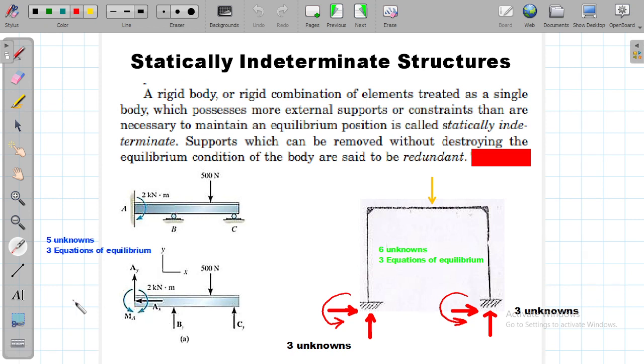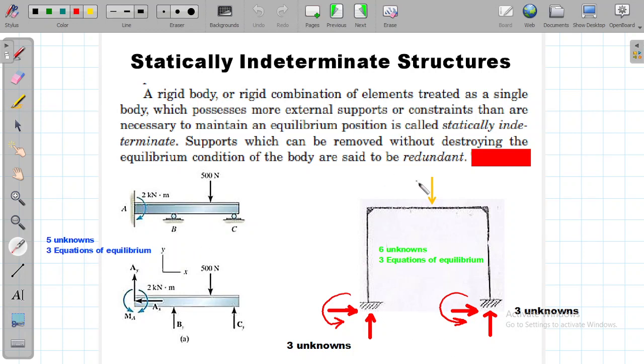Again here you will have three equations of equilibrium, and you will see there are 3 plus 2, that is 5 unknowns, against 3 equations of equilibrium. So according to the above definition, this is a perfect example of a statically indeterminate structure.